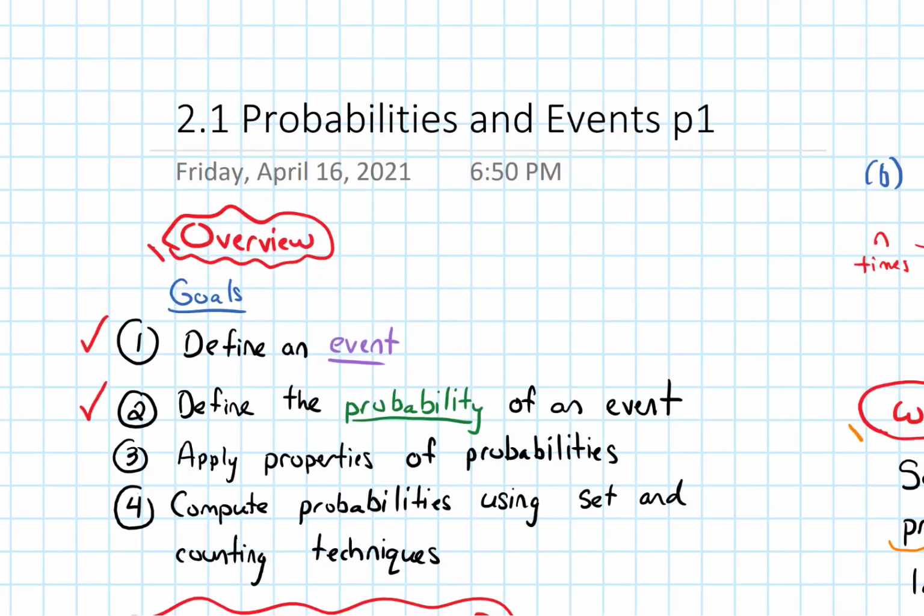In terms of our goals for this section, we finished our third goal, which is talking about properties of probabilities and how to apply them. Over the next 2 videos in this section, we'll do some examples where we compute probabilities using both set and counting techniques.